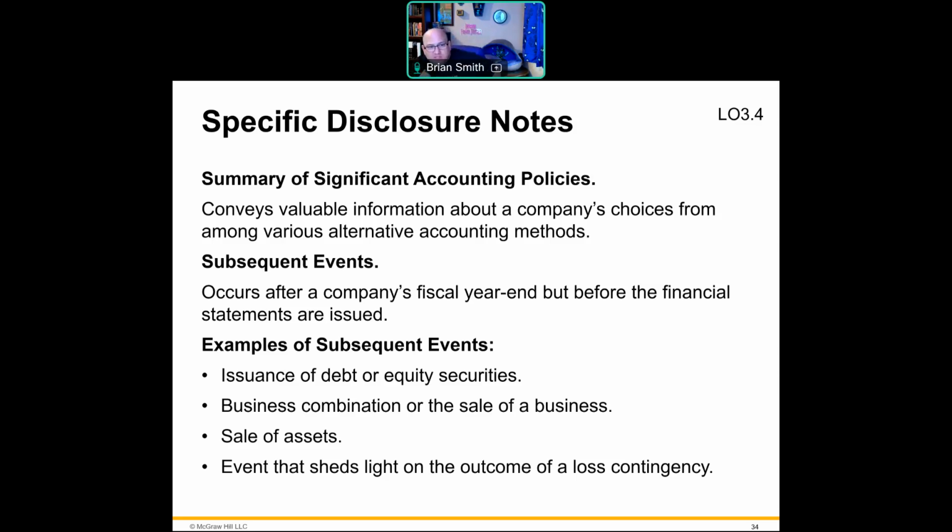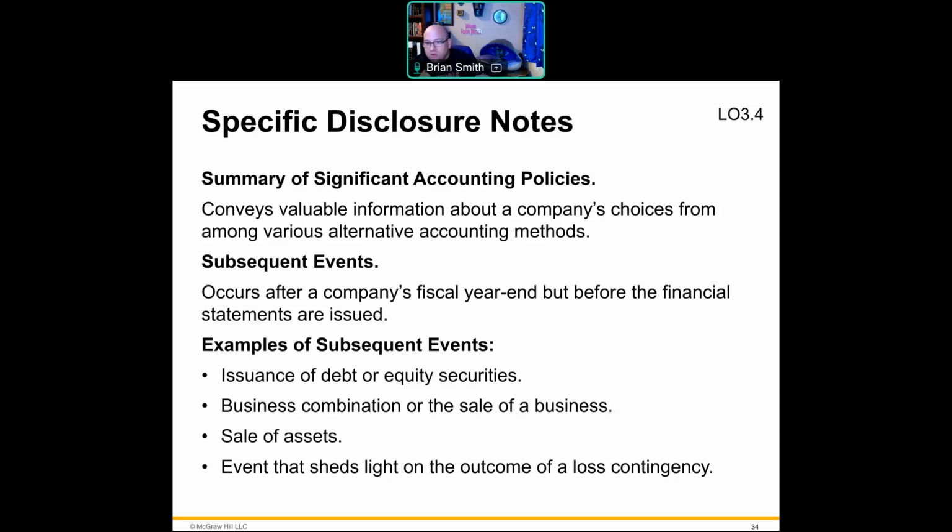If there's anything that is going to happen after the financial statements are reported that the company is aware of and is significant, you have to include that in the notes to the financial statements. You need to say, hey, we plan on issuing a ton more debt or a ton more equity, or we're buying this other business, or we're selling off our assets. All kinds of different things.